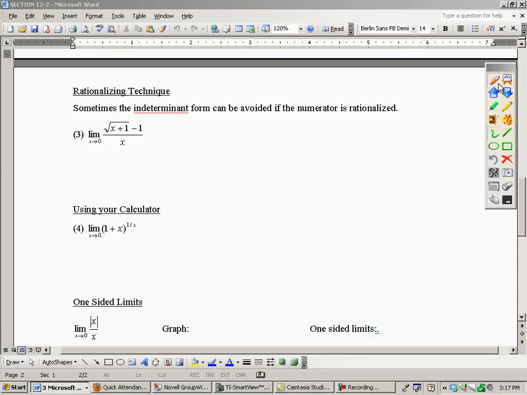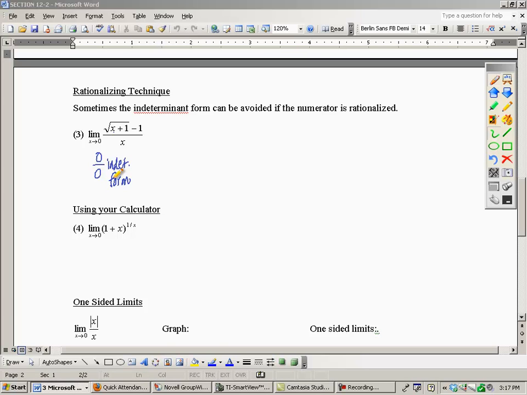The second one is called rationalizing. And so we're going to look at this one because we also get indeterminate form here. So if I'm just trying to use direct substitution, if I plug 0 in, I get 0 plus 1 is the square root of 1, which is 1. 1 minus 1 is 0, over 0. And so because I get this indeterminate form, I need to look at being able to do something else with it in order to use direct substitution.